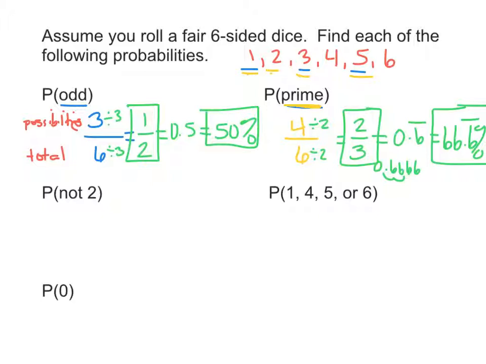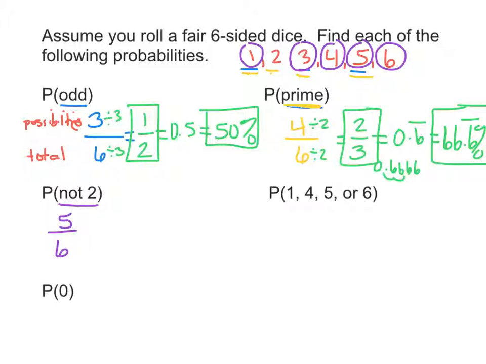All right, let's take a look at another example. Let's do the probability of not rolling a 2. If you look up here, there are 1, 2, 3, 4, 5 possibilities that are not 2 out of the 6 total outcomes. So our probability is 5 over 6. 5 and 6 are not divisible by any common factors other than 1, so it does not simplify.